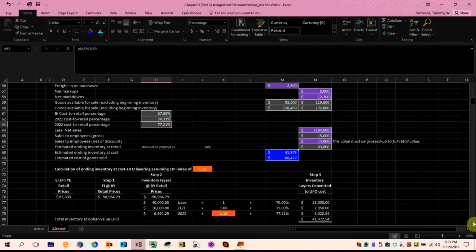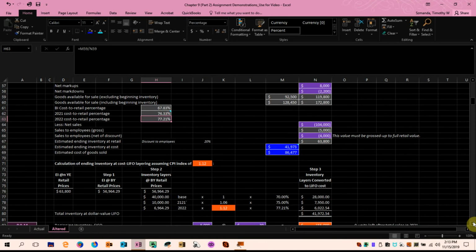Otherwise, we'll just repeat the process that I demonstrated in the earlier video, and we will then calculate our 41,972 by adjusting each row, each year or layer, to both the consumer price index as well as to the appropriate cost to retail percentage. And that will give us our estimate of ending inventory and cost of goods sold.